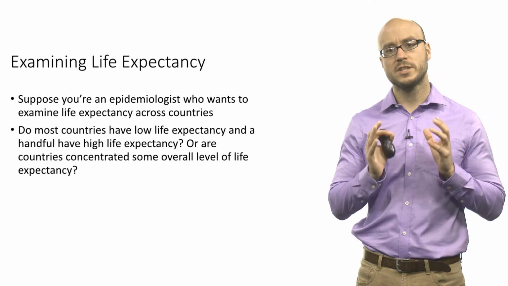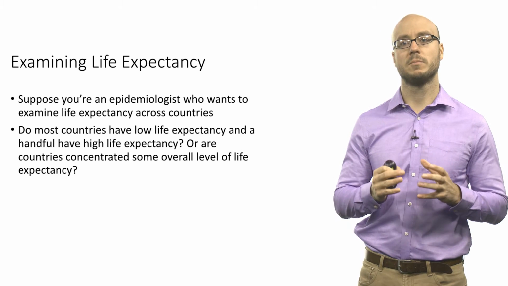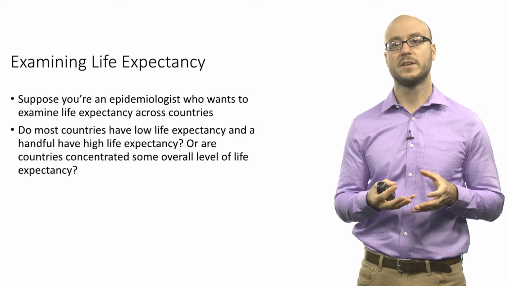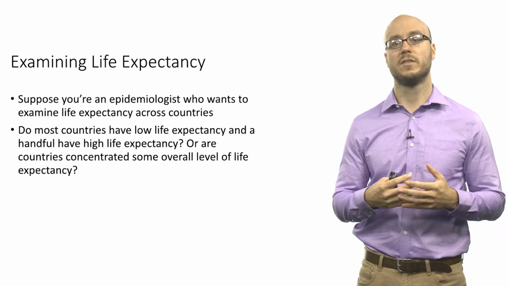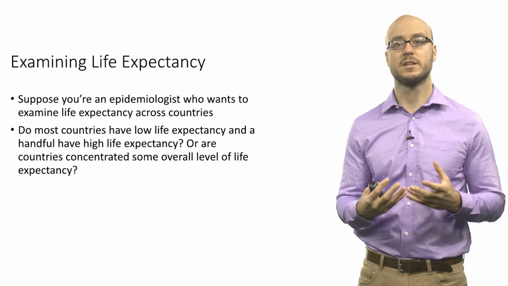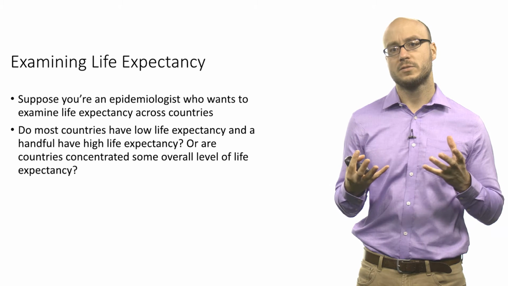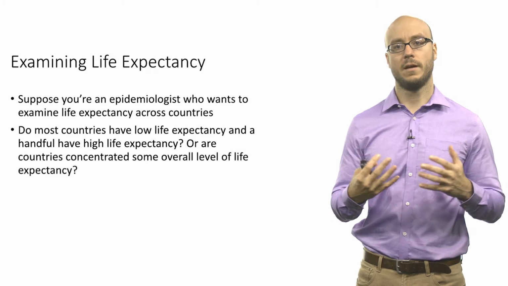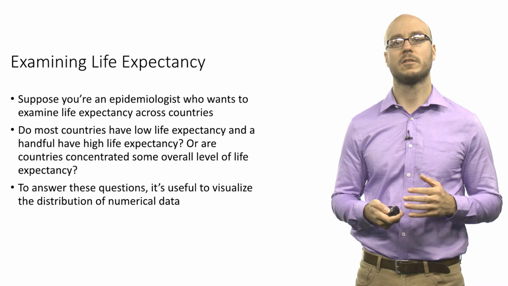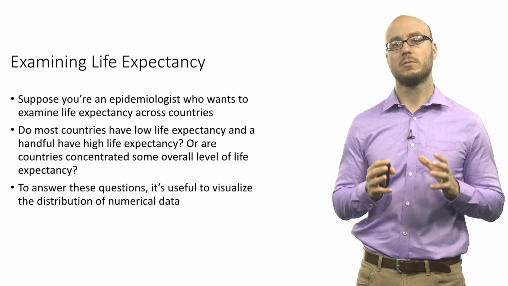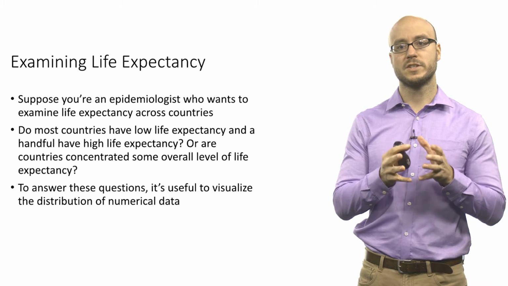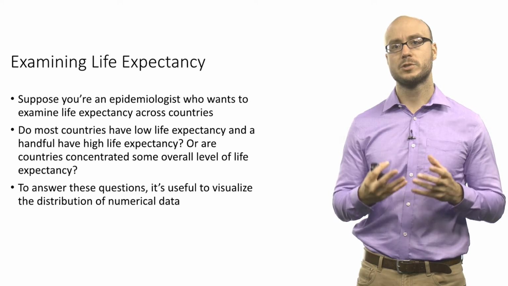So a first analysis will entail some kind of visualization of the central tendency for life expectancy and this distribution of life expectancy for these different countries. And a further analysis would entail examining the spread of life expectancy across countries. So for these kinds of questions, when you're looking at a measure of central tendency and a measure of spread, visualization is often extremely helpful.